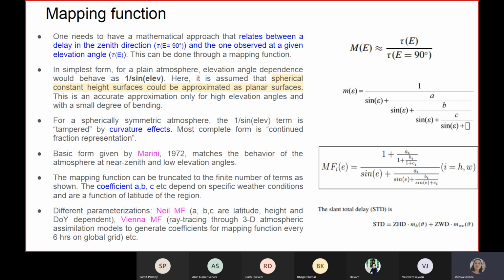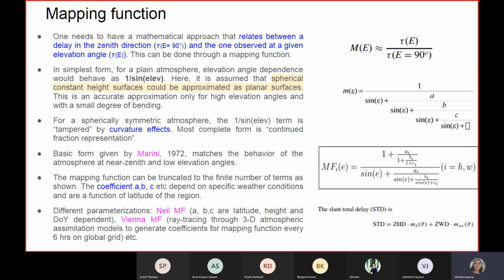Now, the mapping function I've already discussed with you. What is a mapping function? The dependence of the delay on the elevation angle of the satellite. Low elevation angle, larger delay. More elevation angle, then smaller delay. So this relation is contained inside the mapping function.